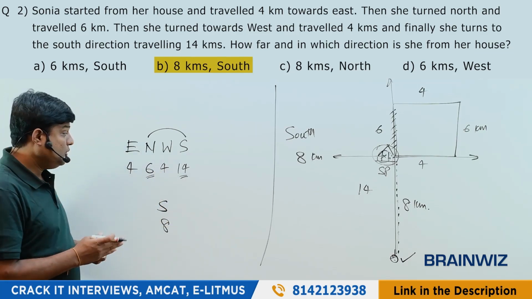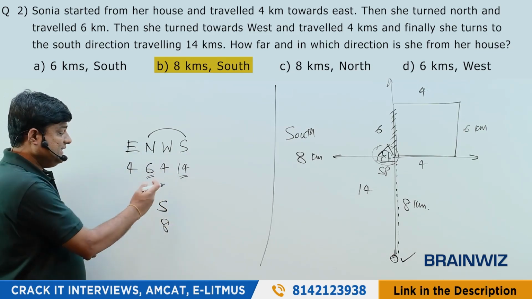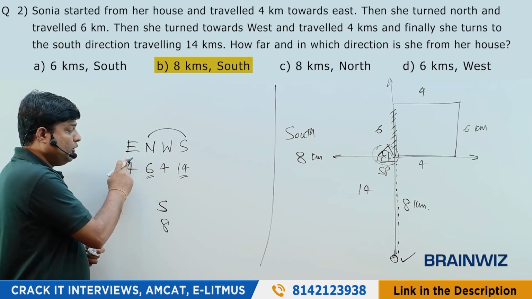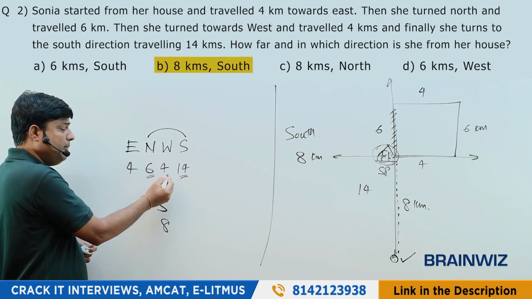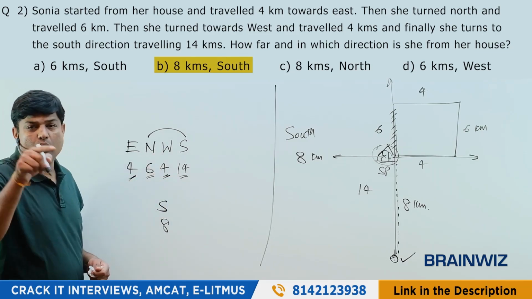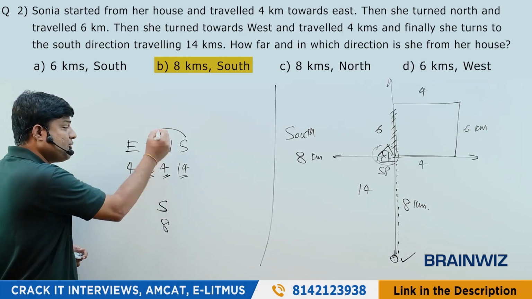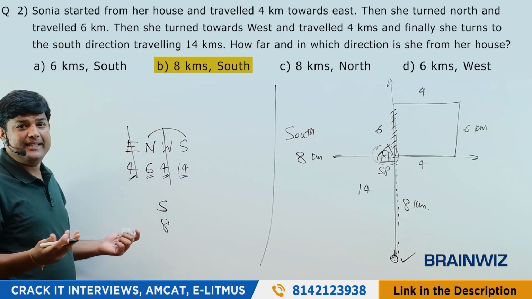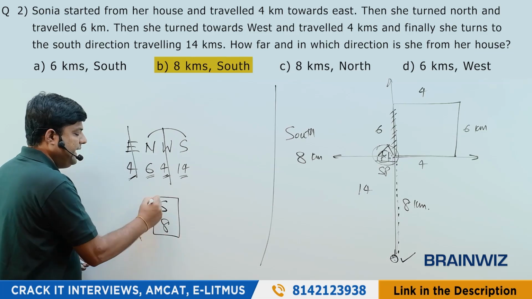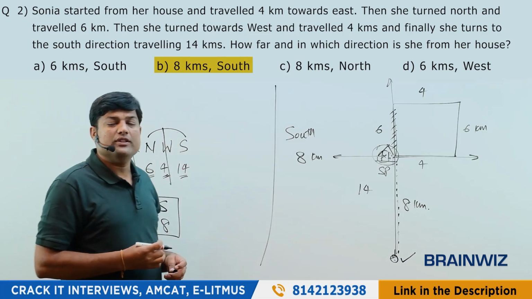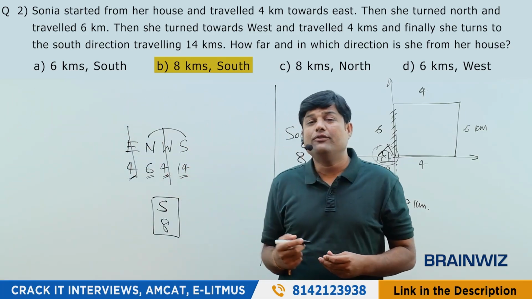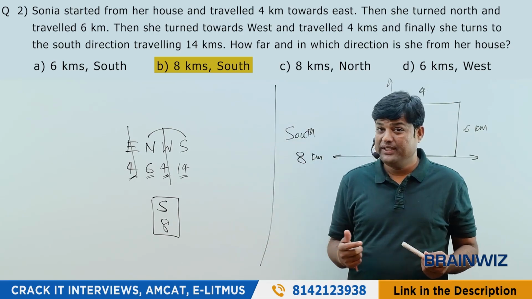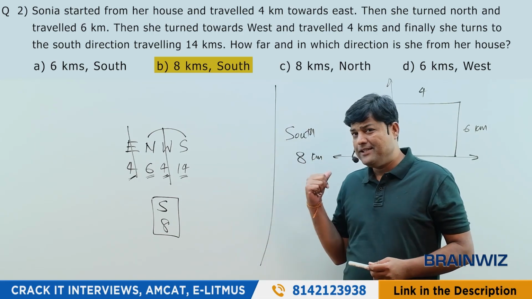Now students, don't think that the question is over. We have to see the other two directions. East is 4 and west is 4. So 4 minus 4 is 0. Straight away cancel these two. Nothing is left. So the answer is south 8 kilometers. Here also we have got south 8 kilometers. Here also we have got south 8 kilometers. So I think which is preferable, either this or this.